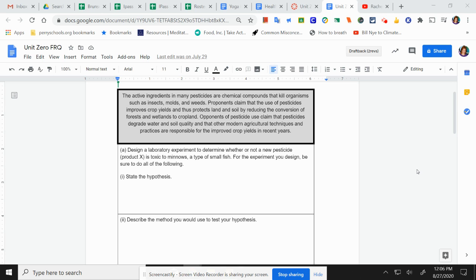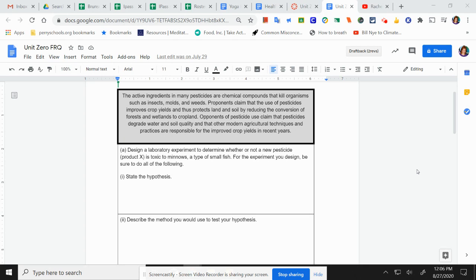Hey everyone, I wanted to walk you through the Unit Zero FRQ and how I would go about answering it. Some of you are right on with knowing the different parts of an experiment. Those of you who get stuck on this, please make sure you're reviewing these things. You need to know how to be able to do an experiment.